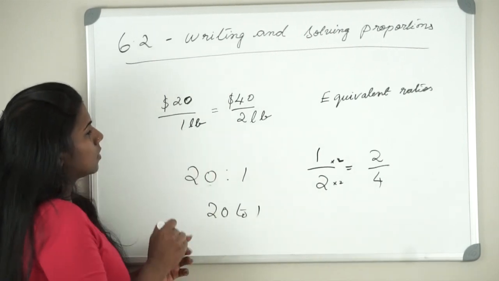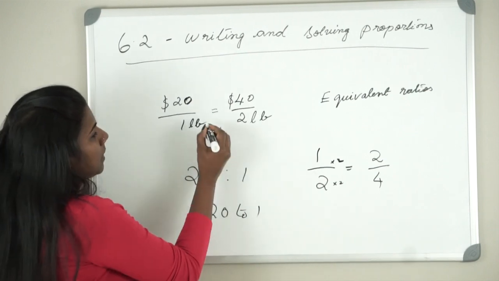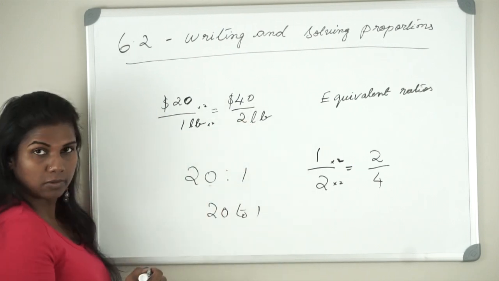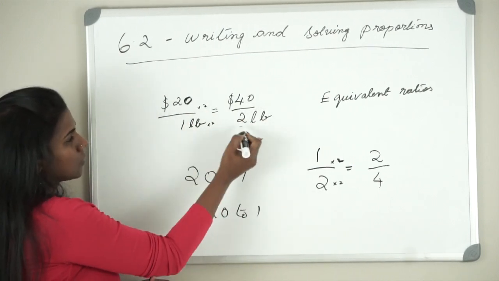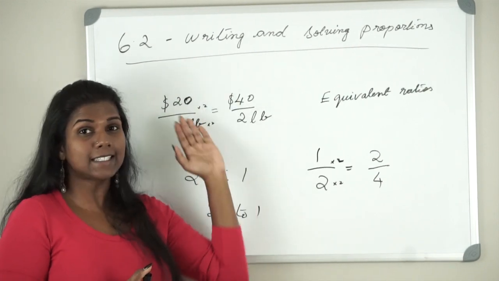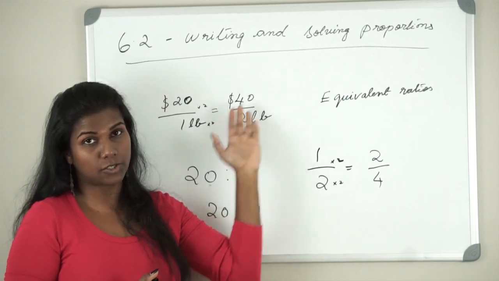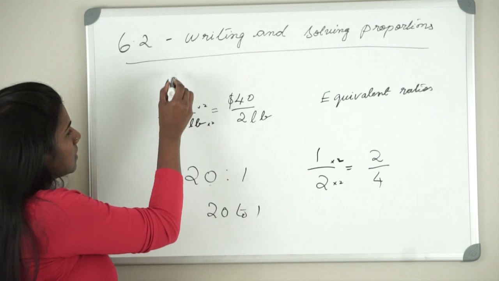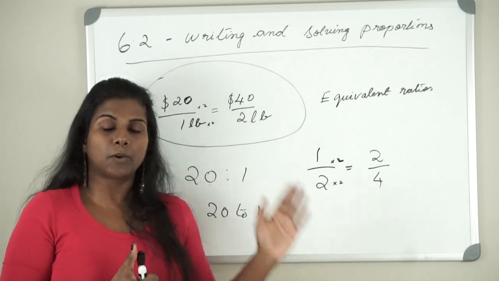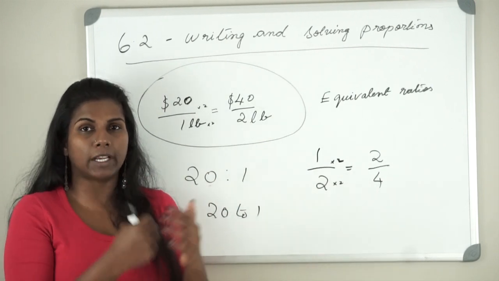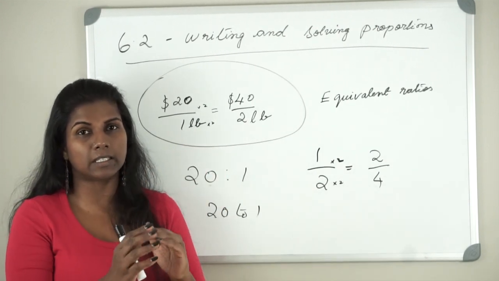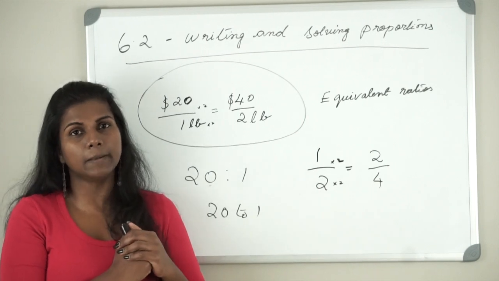So here, 20 over 1, if I multiply by 2 on numerator and denominator, I would get 40 over 2, correct? 2 times 20 is 40, 2 times 1 is 2, right? So this is an equivalent fraction, or in this case, it's not a fraction, it's called equivalent ratios, right? So these equivalent ratios are called a proportion, okay? A proportion is nothing but two ratios that are equivalent, okay? When two ratios are equivalent, then that is called a proportion, alright?